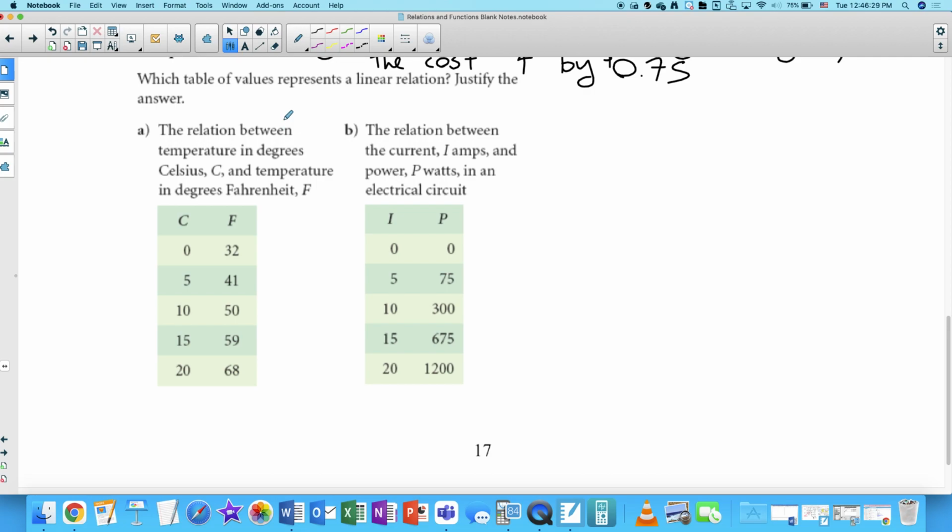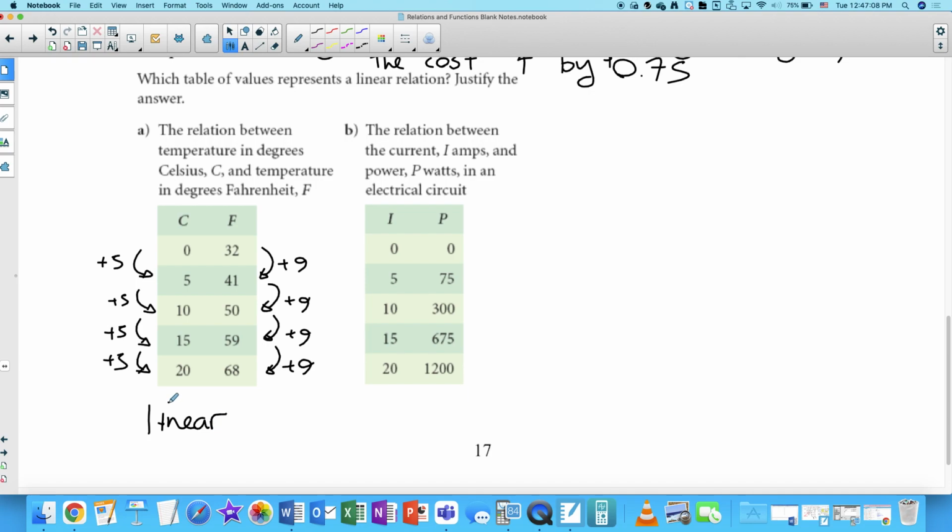So if these are increasing by a constant amount, which they are, 5, yeah, these are increasing by 5. So I go from 0 to 5 to 10 to 15 to 20. And then what happens here? Yep, it increases by 9. No, don't apologize. Okay, so this is linear. Okay, what about the second example?